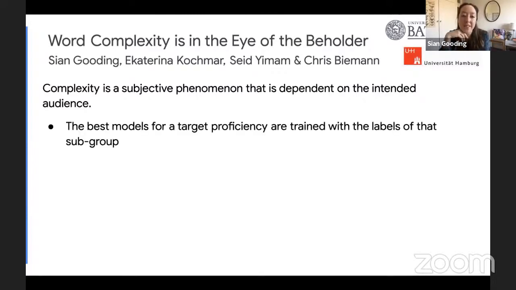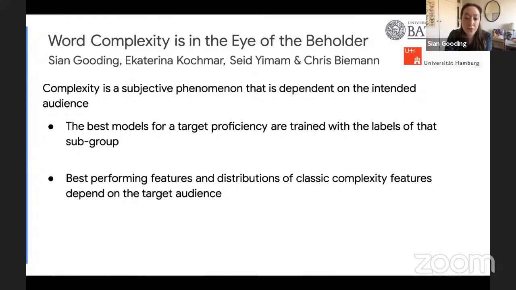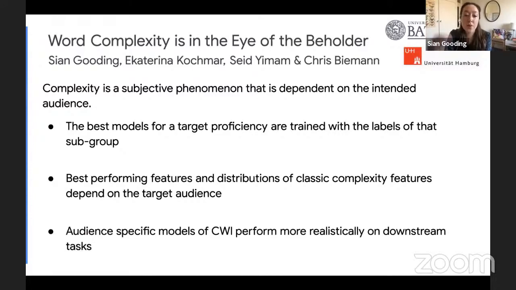So we show that the best models for a target proficiency are trained with the labels of that subgroup. The best performing features and the distribution of these classic complexity features really do depend on the target audience. And audience-specific models perform more realistically on these downstream tasks. So those were the main things that we looked at in that paper.